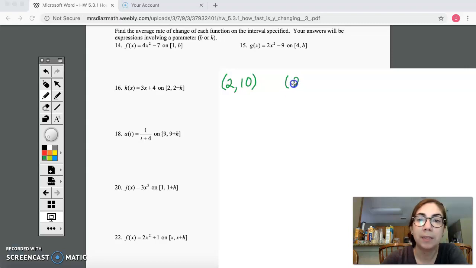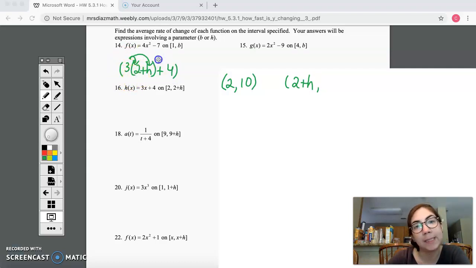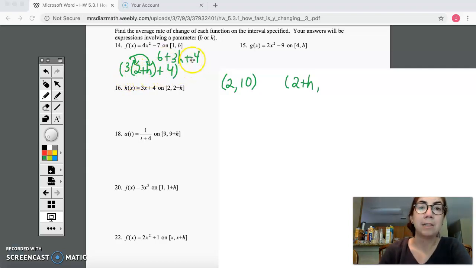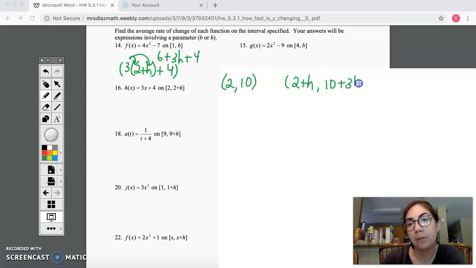That's the first point. The next point is 2 plus h. So we're going to do 3 times 2 plus h plus 4. And so we distribute this 3. 3 times 2 is 6 plus 3h plus 4. And then we're going to get like terms together. 6 plus 4 is 10 plus 3h. So those are my two coordinates.